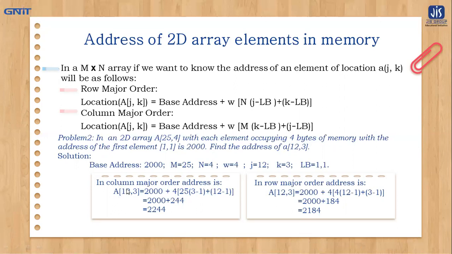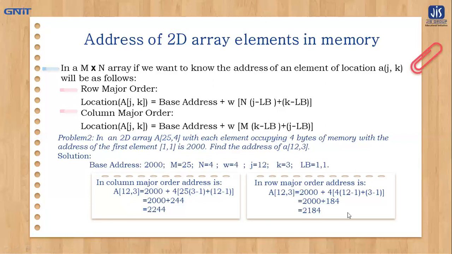So we know all these values. The value of jk obviously, j is 12, k is 3, lower bound is 1 and 1. For row it is 1, for column it is 1. M is 25, as it is a 25 cross 4 matrix. The n value will be 4, and weightage is 4, because for one element it will take 4 bytes of memory to store the data. So we are putting these values in this formula. In row major order, the base address is 200 plus 4 into n, the value of n.